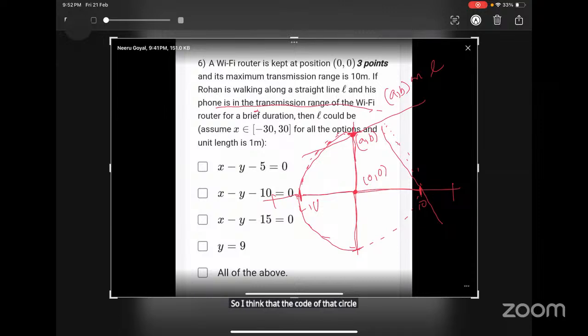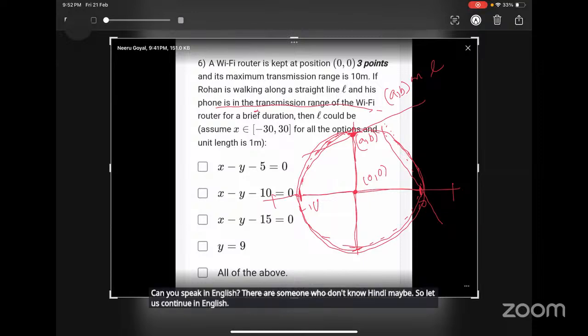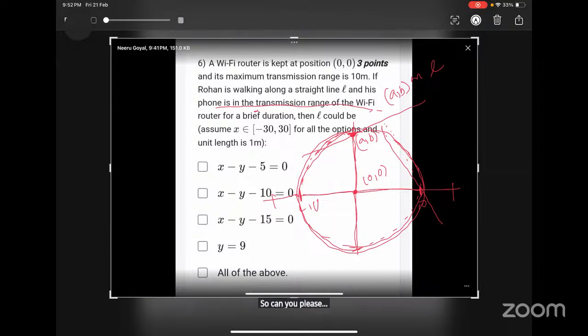So Rohan, I think, ma'am, I'm saying this. Actually, I think this is what I think. I don't know. I'm not getting your point actually. Actually, ma'am, I tell you, I took the circle equation and the straight line equations in the options. Can you speak in English? There might be someone who doesn't know Hindi. So let us continue in English. Can you please turn on your back camera and show the solution?